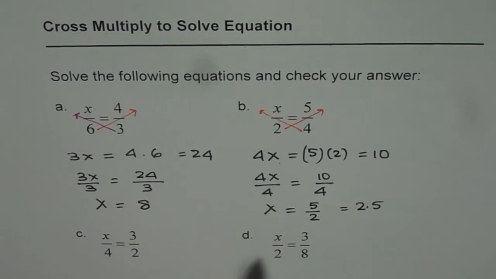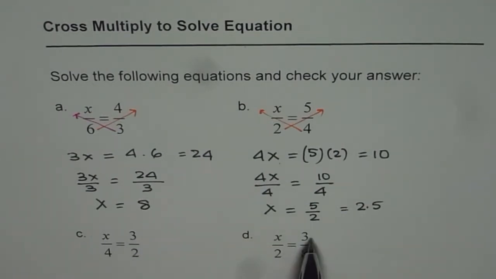I'd like you to copy these 2 questions now, which are x divided by 4 equals 3 divided by 2 and x divided by 2 equals 3 divided by 8. So the first step will be to cross multiply. So you'll get 2 times x equals 3 times 4, which is 12. Now to get the value of x, you need to divide by 2 again. So 12 divided by 2 gives you 6.